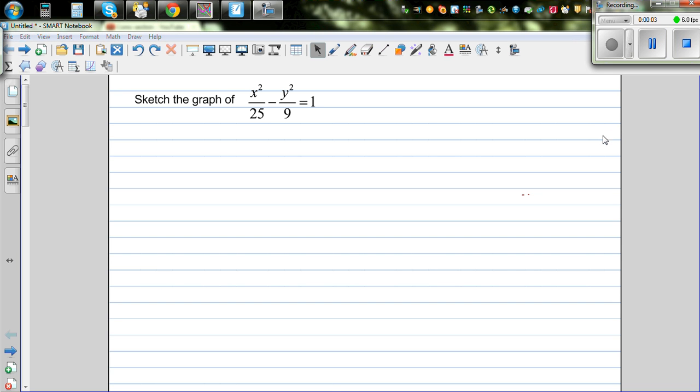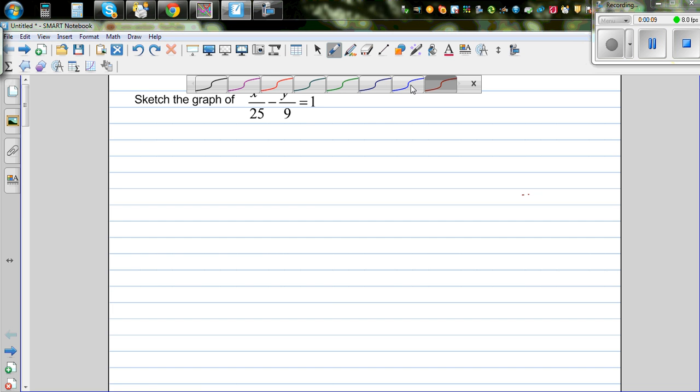Sketch the graph of x squared over 25 minus y squared over 9 is equal to 1. Now this is the equation of a hyperbola. So whenever you're drawing a hyperbola, we need to find the x-intercept, y-intercept, and the asymptotes first. So let's first find the x-intercept.